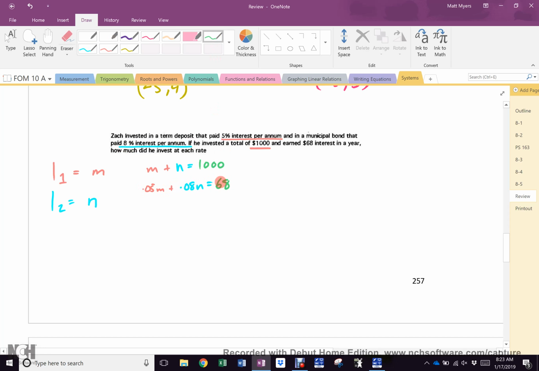Can I solve it just like that? Of course I can. I would use substitution. If you want to do elimination, this is kind of barfy. So we get rid of our decimals by multiplying by 100. And that gives me 5M plus 8N equals 6,800. And now it is easy to do elimination if I wish.